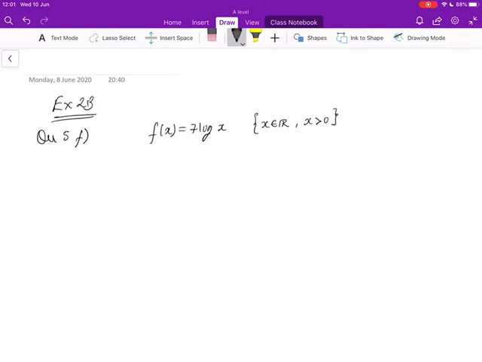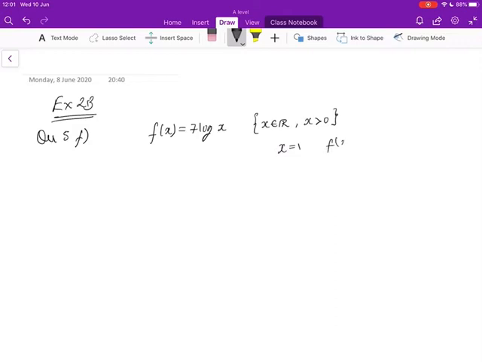Okay, so this is 2b 5 part f. So in this question you had the function f of x equals 7 log x for x being any real number and x being greater than 0, and you have to find the range of the function and then whether it's a one-to-one or a many-to-one function. So the best way to get the range of the function is to sketch the graph of y equals 7 log x. So you could choose some values of x.